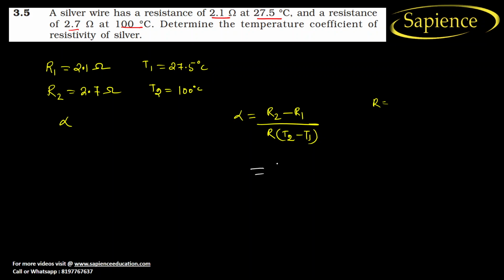So R2 is how much? R2 is 2.7, and R1 is 2.1. Divided by R1. So R1 is 2.1, and temperature difference is how much? It's 100 minus 27.5. Got it? So basically when you calculate it, just try to pause the video and try to calculate it on your own.